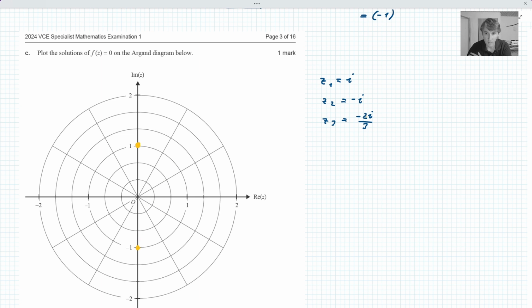and -2i over 3 is going to be, well, it's 2/3, so it must be here. And all three complex numbers do not have a real part.